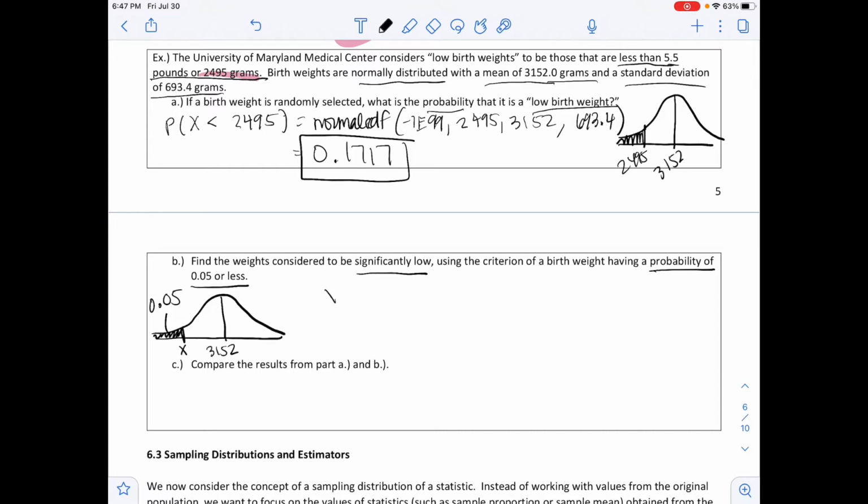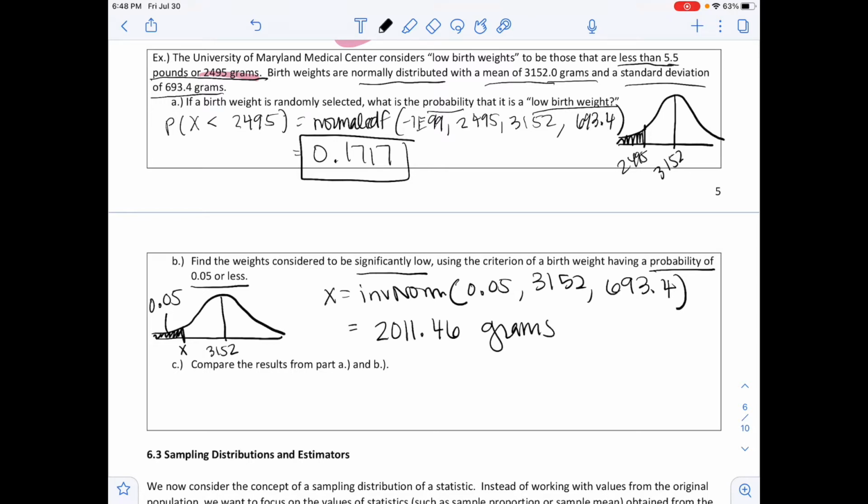Probabilities less than this. So in order to find X and go backwards, we use inverse norm. Inverse norm is going to be area to the left, which is 0.05, our mean, which is 3,152, and our standard deviation, which is 693.4. Rounding to 2 decimal places, we get 2,011.46, and we need to make sure we put in our units, which are grams. And so that's our cutoff. And so anything considered significantly low would be 2,011.46 grams or less.